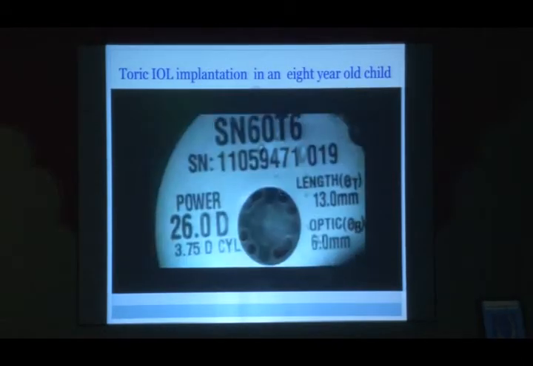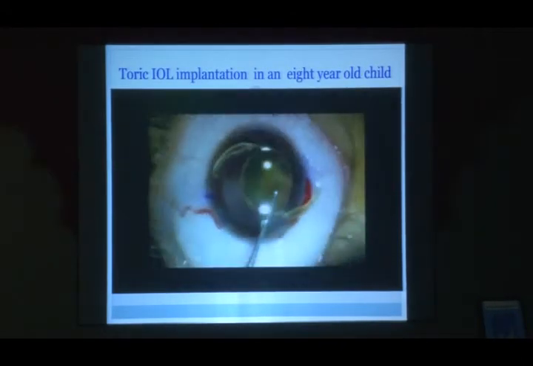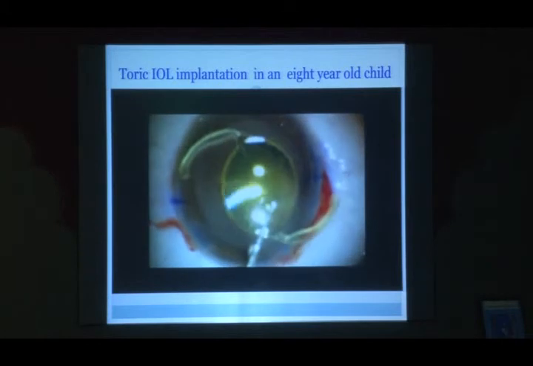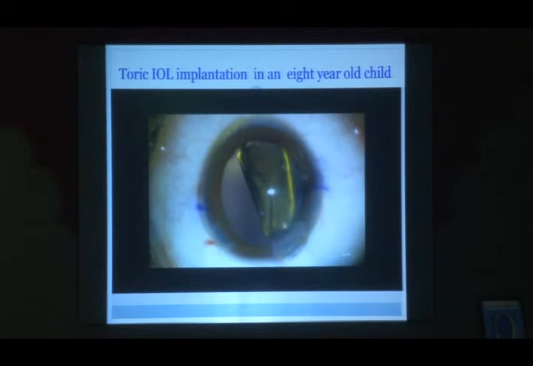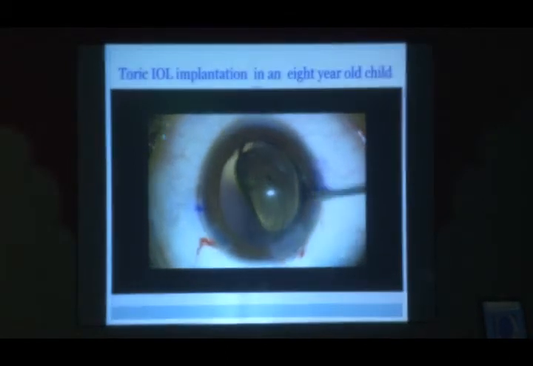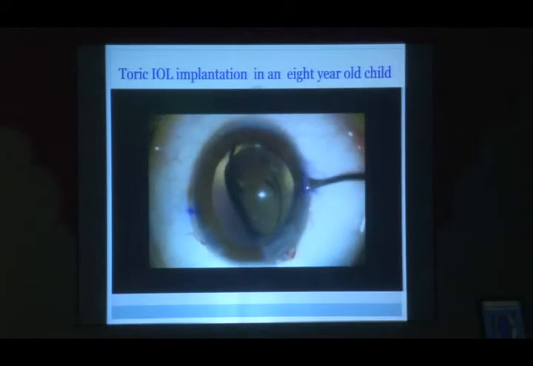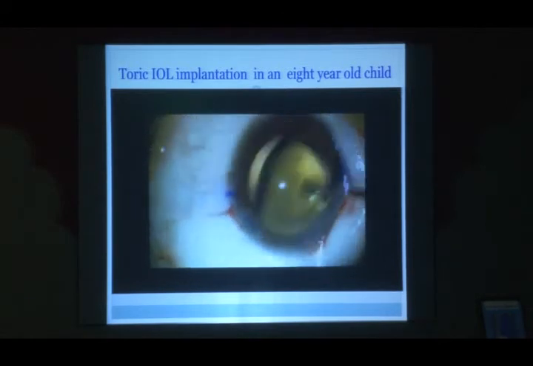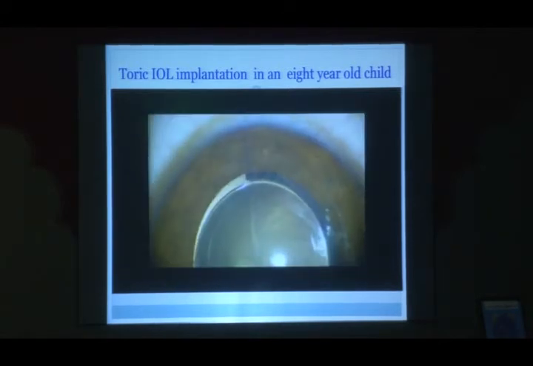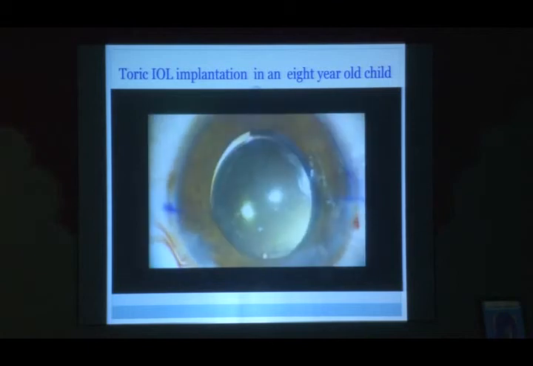This is another child. This is the toric IOL. Already we have done rhexis, and this IOL is placed in the capsular bag. And this is the final destination. Viscoelastic has to be removed from behind and in front of the IOL.